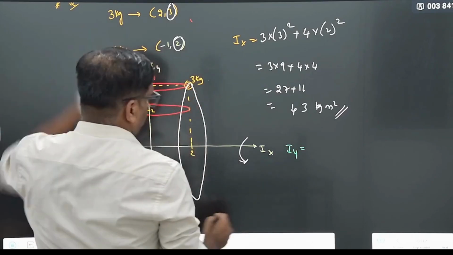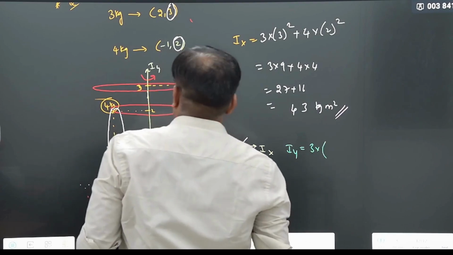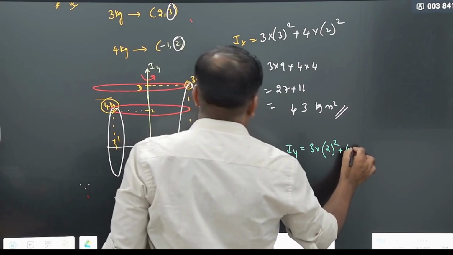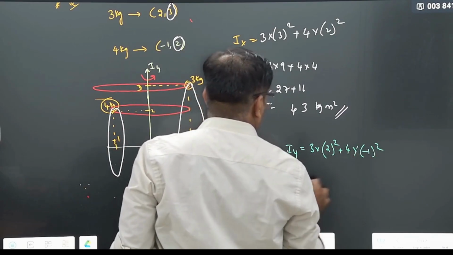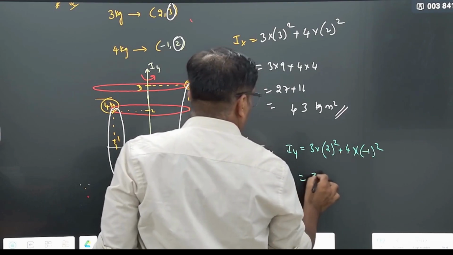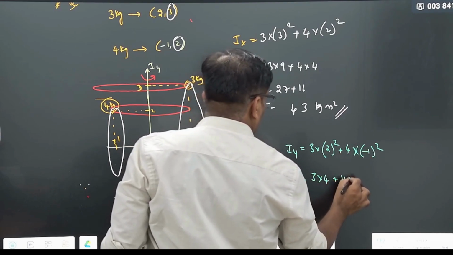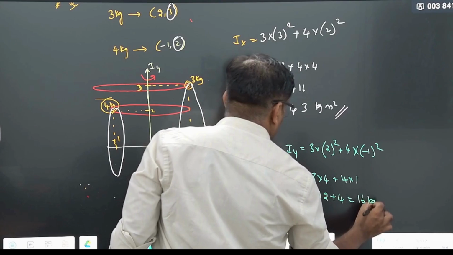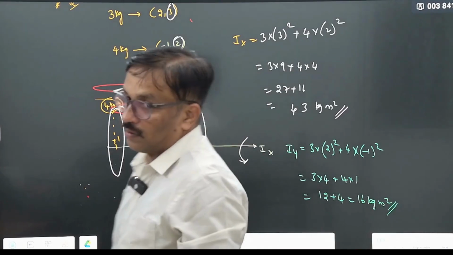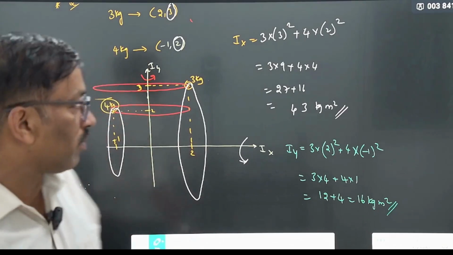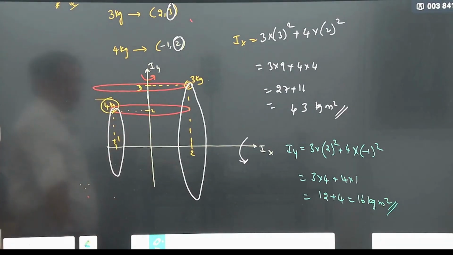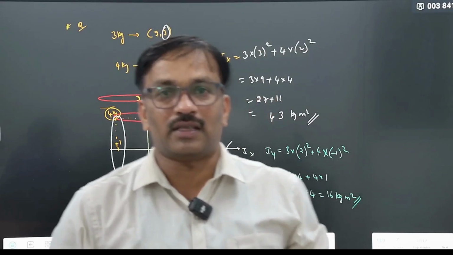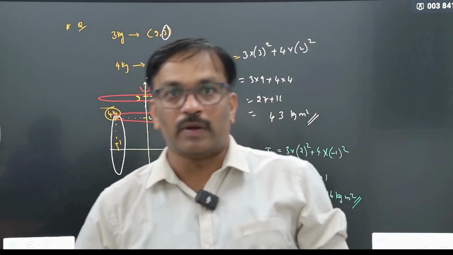If you remember these points, you can calculate very easily. Iy is 3 into 2 square plus 4 into (-1) whole square. 3 into 4 plus 4 into 1, so 12 plus 4. Therefore it is 16 kg meter square. This is your answer. Clear? In this way you can solve the problems very easily. Right, students? Like this you can calculate the moment of inertia.